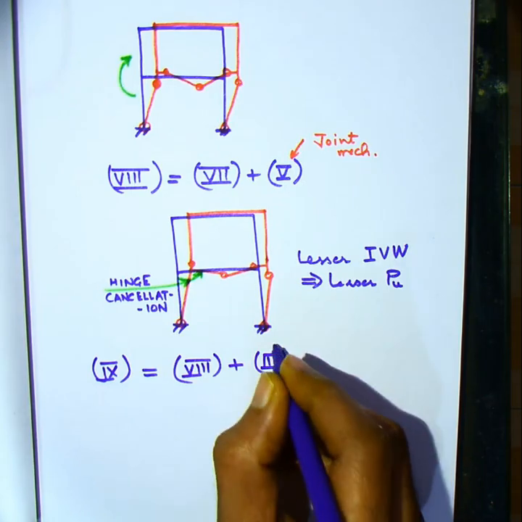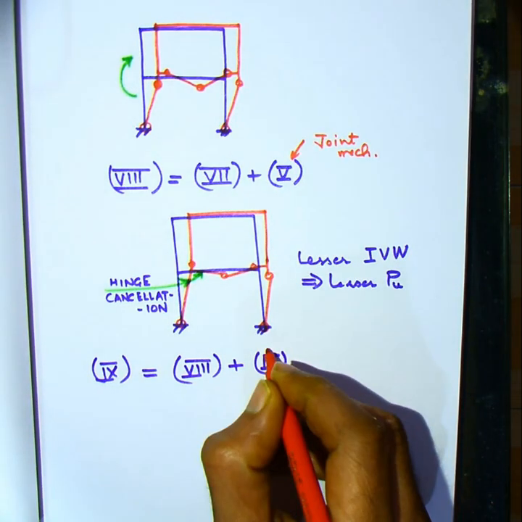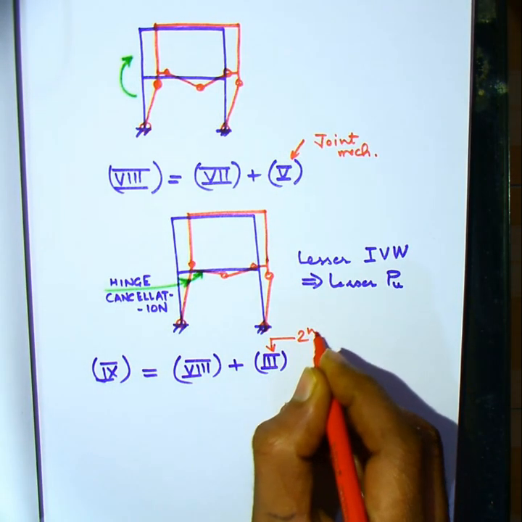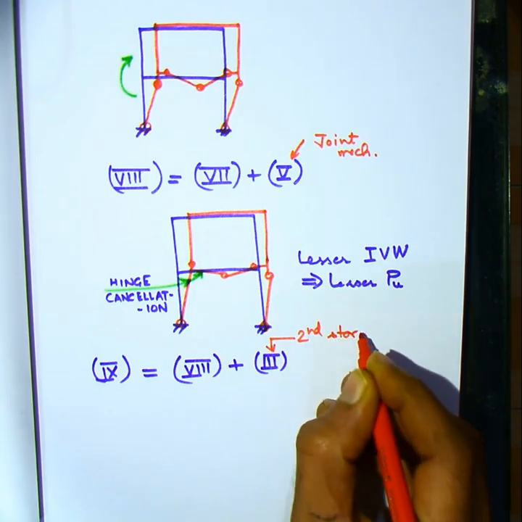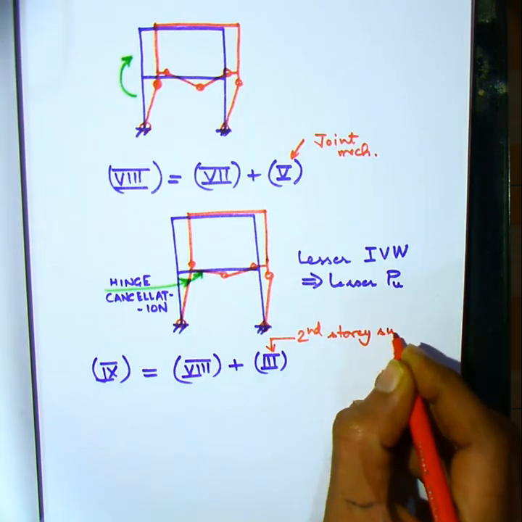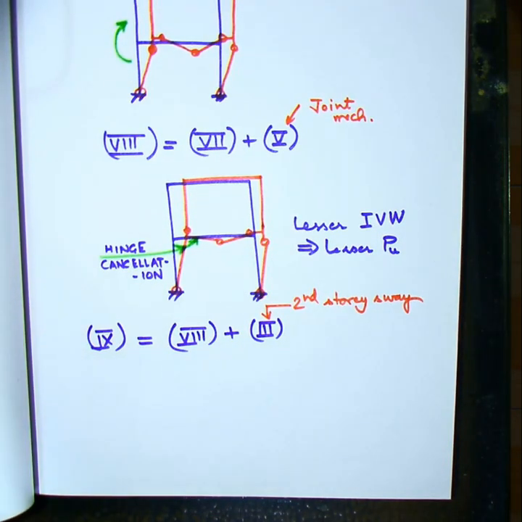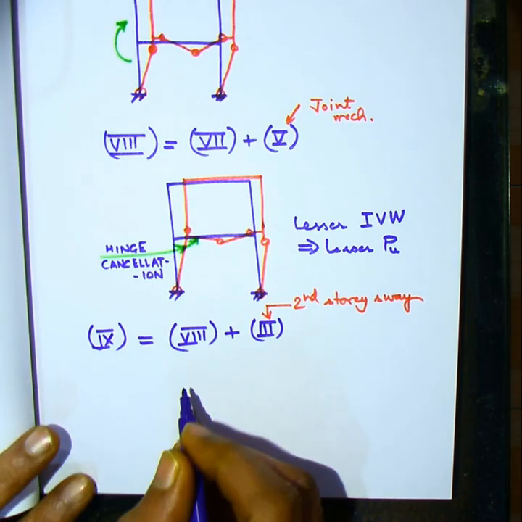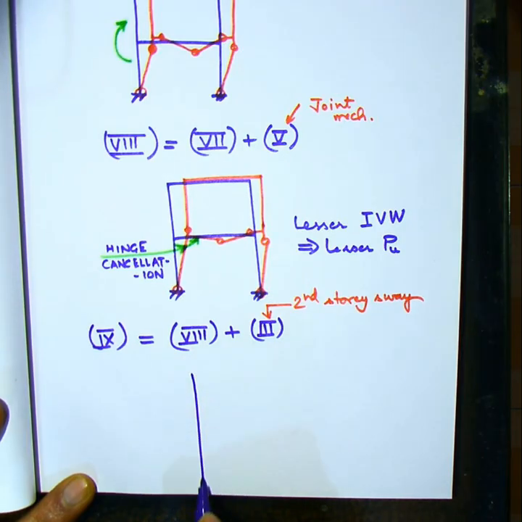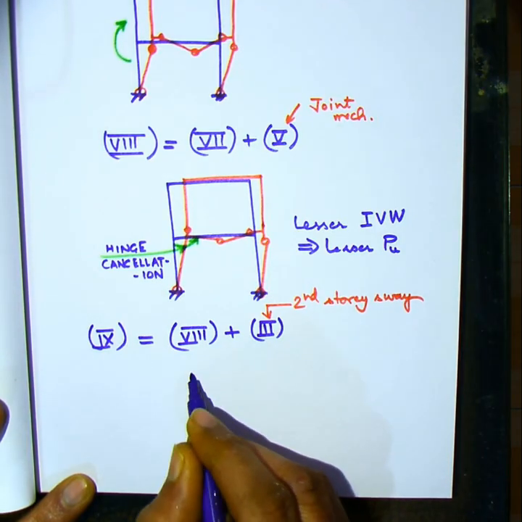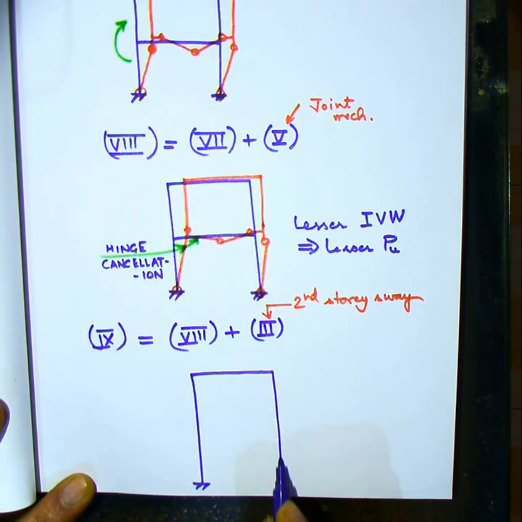Let us now superimpose this mechanism number 8 with mechanism number 3, that is the second story sway, and this will result in mechanism number 9 as shown below. Pay careful attention to how the various hinges appear at various joints, especially at the right joint situated at first floor level.